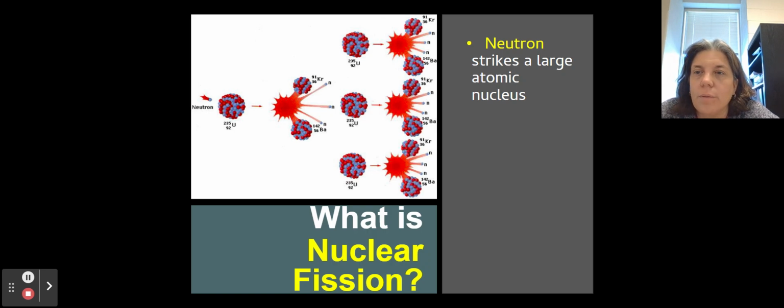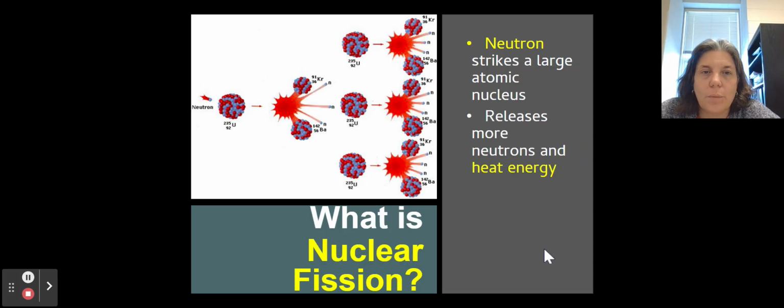Not all nuclei from elements on the periodic table are stable. Some of them are rather unstable. If you hit a neutron to an unstable element like uranium-235 there in the picture, it's going to break apart and release more neutrons and a lot of heat energy. In nuclear decay, this uranium-235, a very large nucleus, is decaying slowly over time, and as it decays, it turns into other elements.